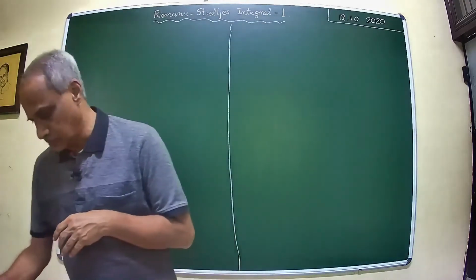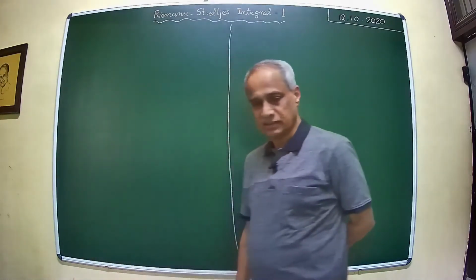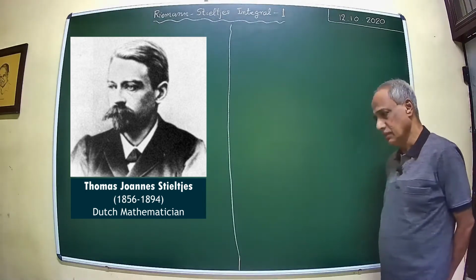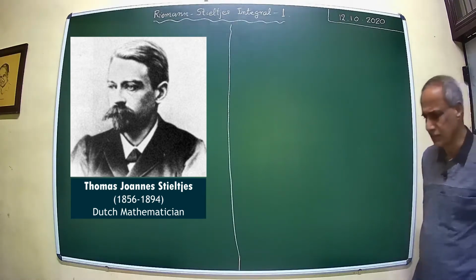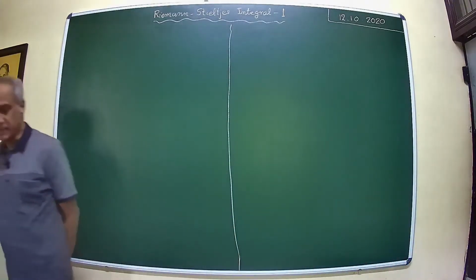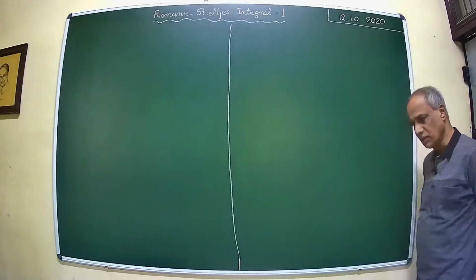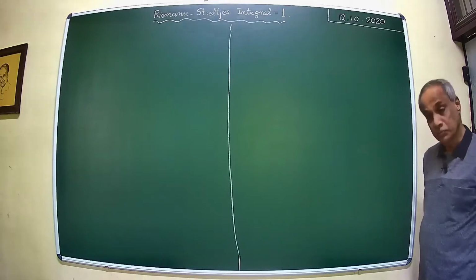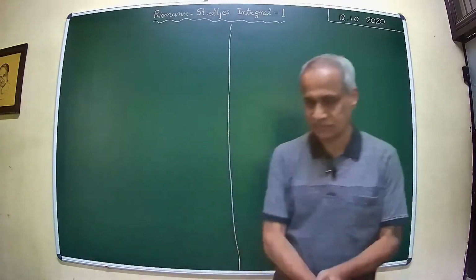This concept was first introduced by Stieltjes in the year 1894, a very versatile generalization of the Riemann integral. In fact, the Riemann integral comes out as a very special case of this. And it is also a vital step which takes us closer to the concept of measure, Lebesgue measure. Okay? So let us explore this idea. I'm just treading the path of development of these ideas.